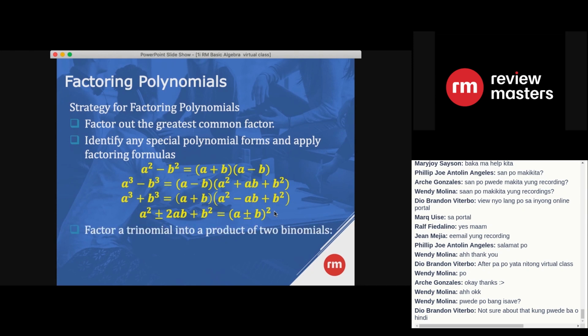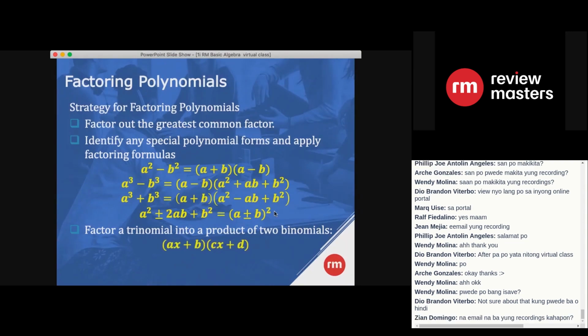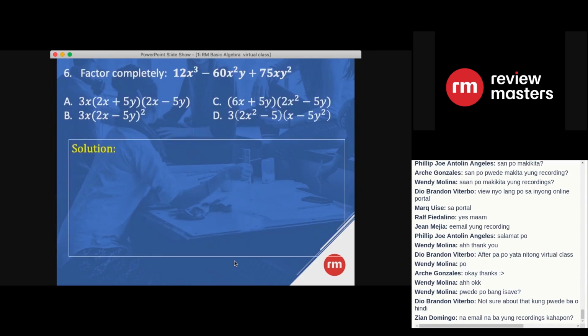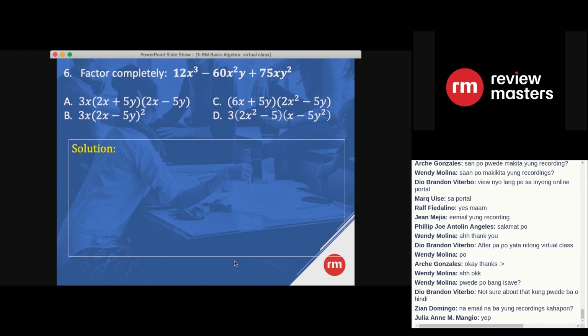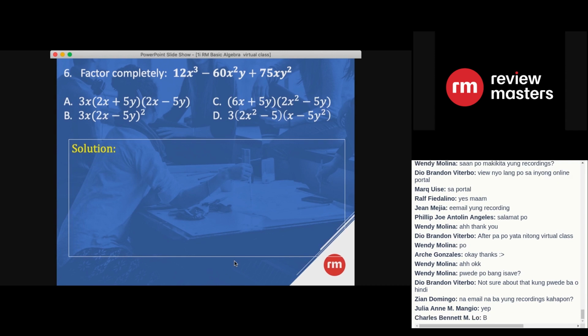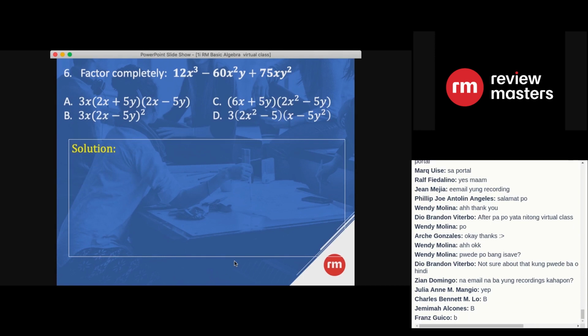Factor a trinomial into a product of two binomials. So you have ax plus b times cx plus d. Or factor by grouping. So those are the things that you need to know in factoring. If those are not too familiar or you have forgotten them, then you will really need to practice. Because when you are answering, that will come in handy. Okay? So if you don't have those memorized yet or you are not yet that fast in factoring or using special products, you have to practice.